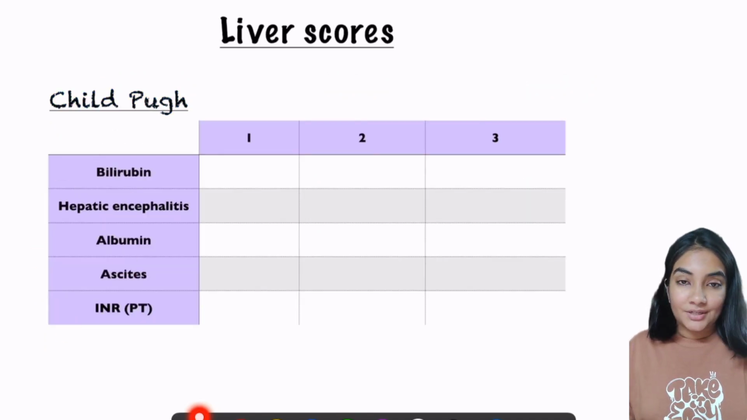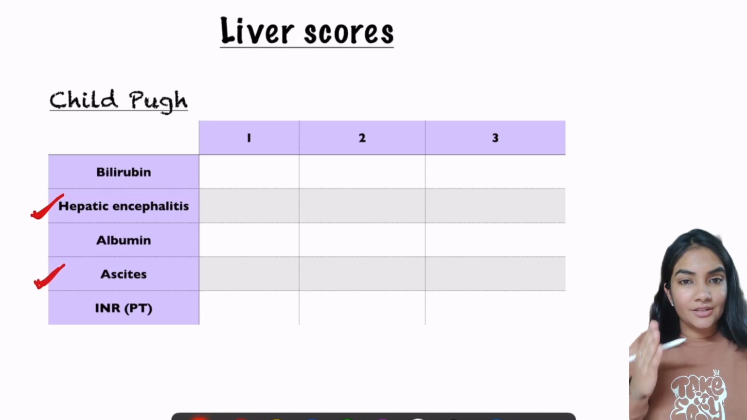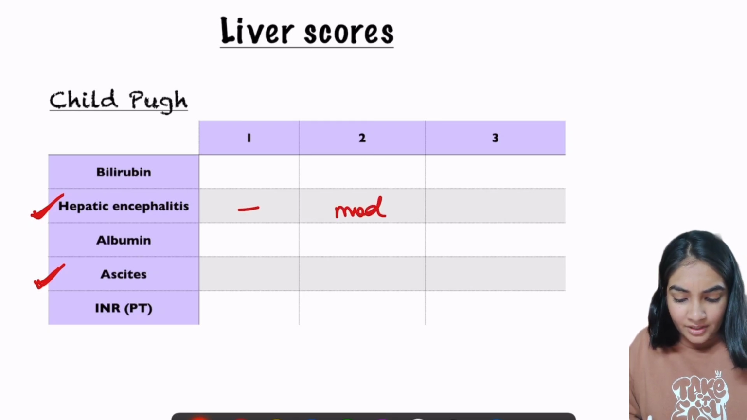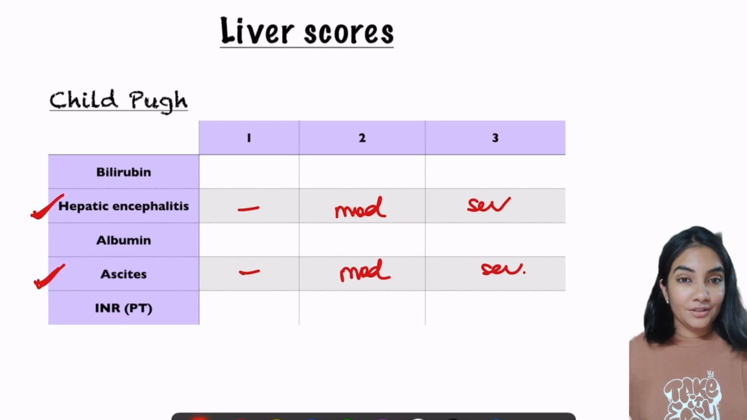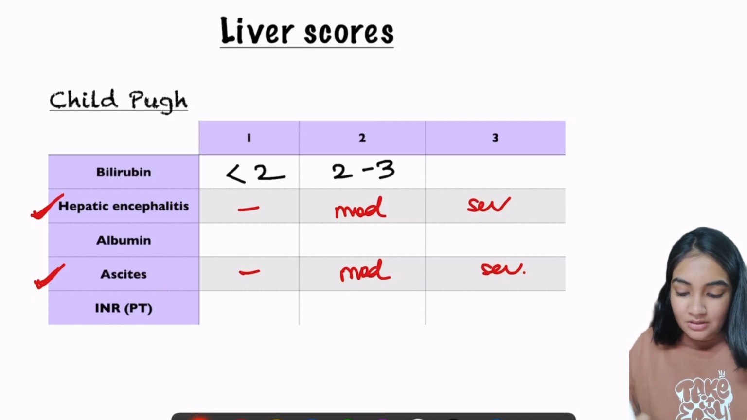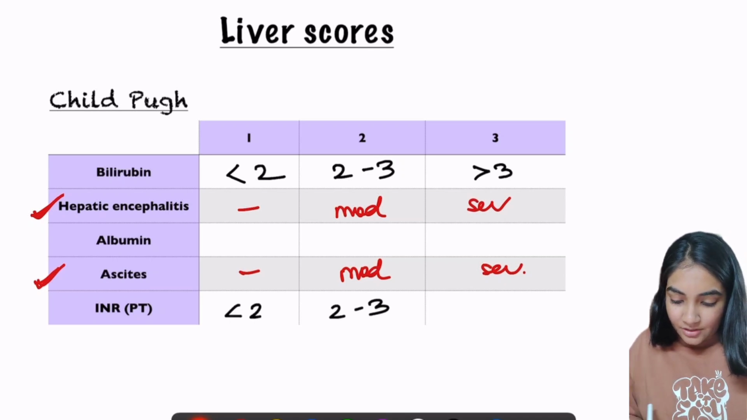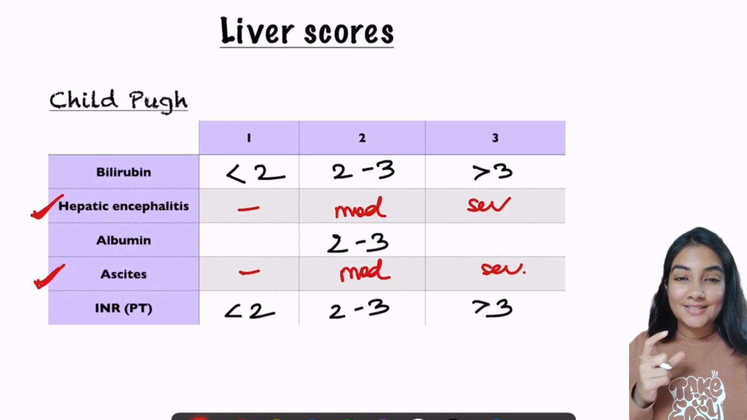Your bhai components are written here and we give 1, 2, 3 score. सबसे simple for hepatic encephalopathy and ascites. It is just none, mild to moderate, severe. None, moderate, severe. For the other three, we need to remember values, and for easy purposes, just remember the values as 2 to 3. So 1 would be less than 2, 3 would be more than 3. 2 to 3, less than 2, more than 3. 2 to 3.